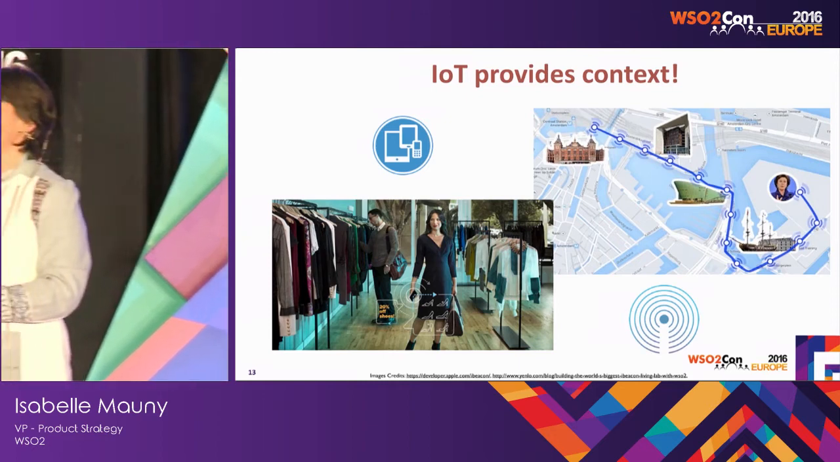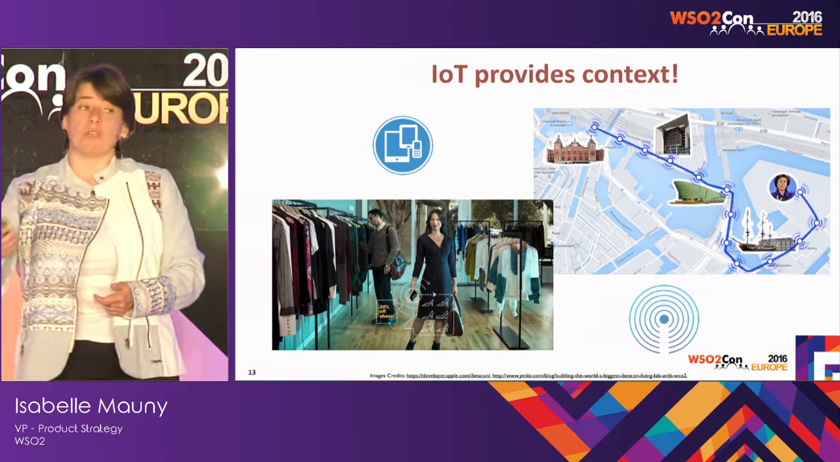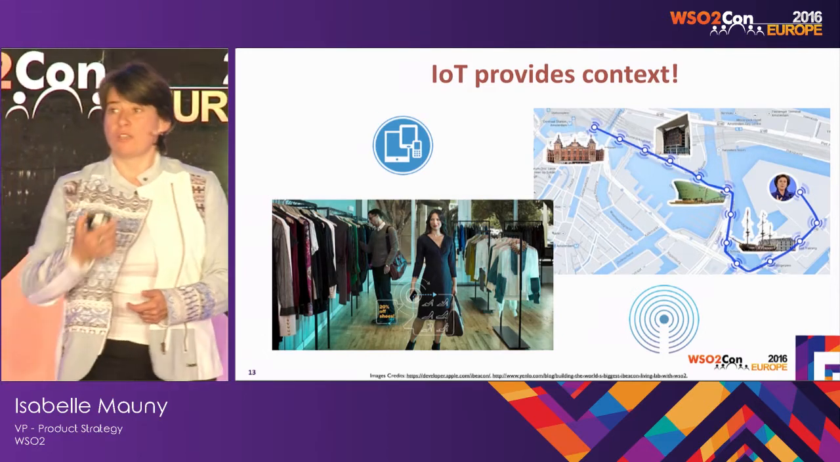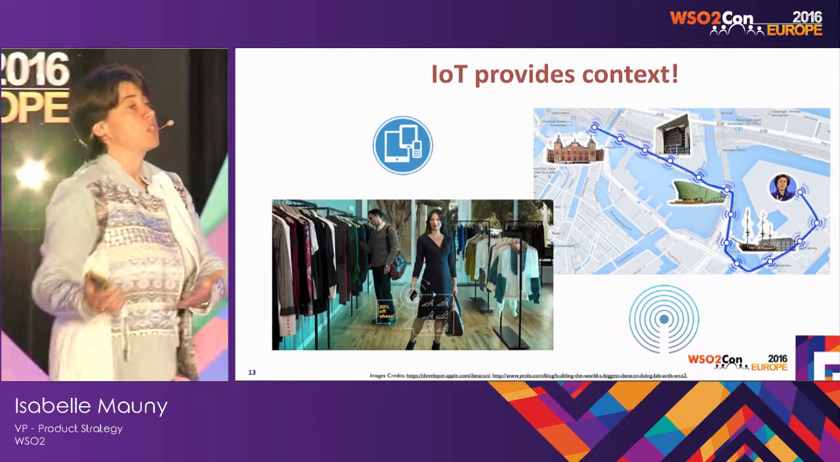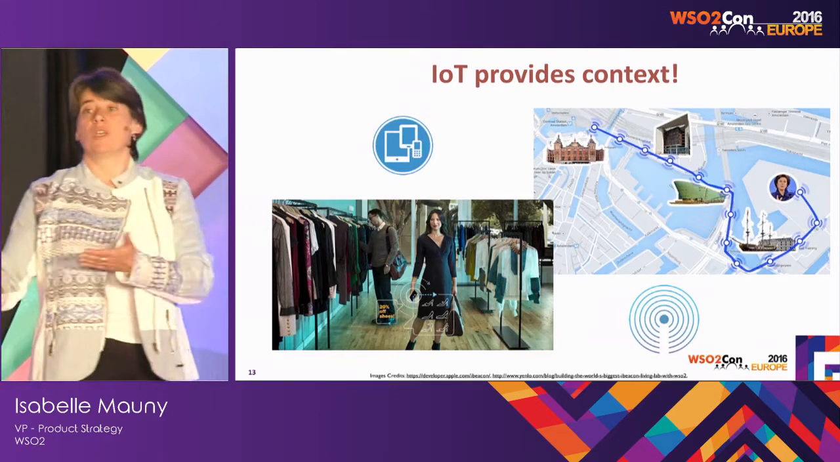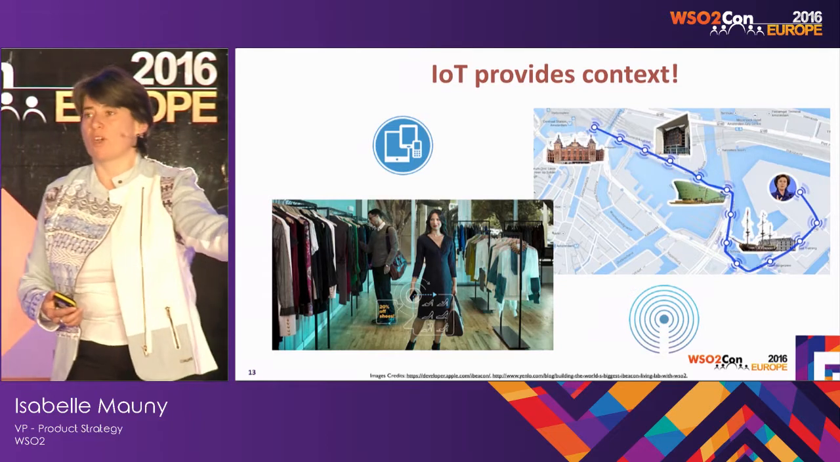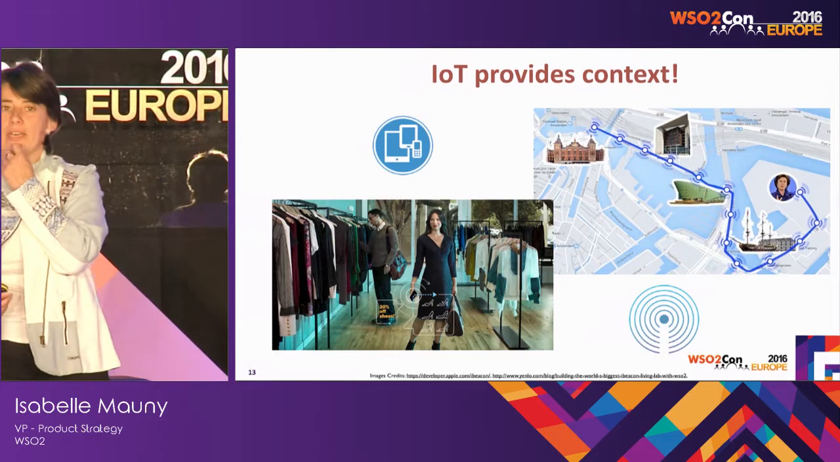So here what you combine is the context of me being a tourist, and this is my position, which is what the context IoT gives me, together with going and fetching information related to that position and presenting it to the user. The other one is another retail example on top of the one that Nigel gave.